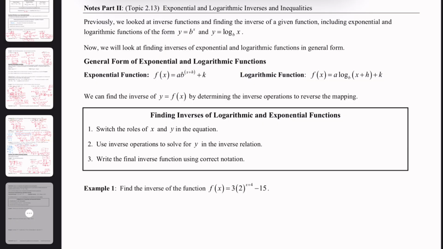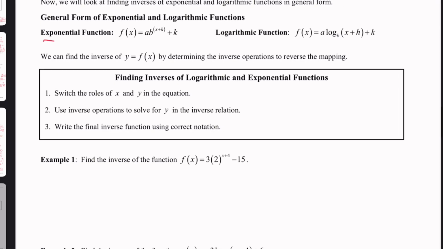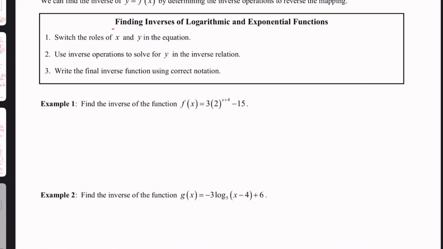So let's get started. This is just talking about the general forms of exponential functions and log functions. So that's what they'll look like. Finding inverses. So finding inverses of log and exponential functions, we're given a set of steps here. So let's go ahead and use those steps in example 1. First is to switch the roles of x and y in the equations.